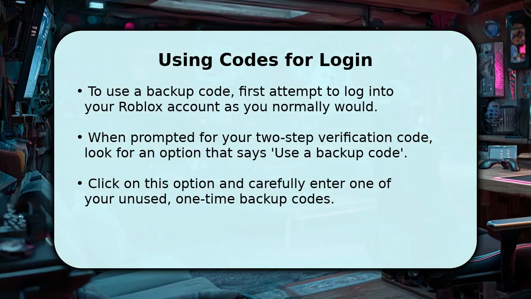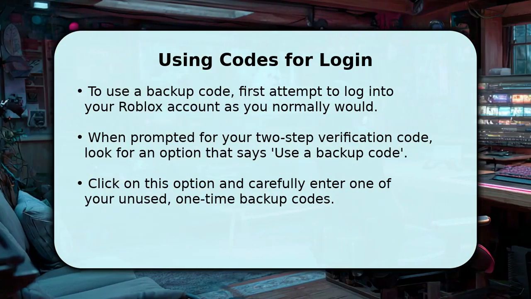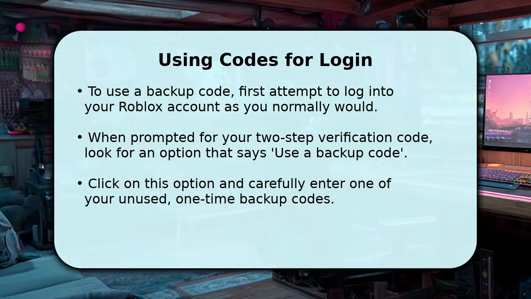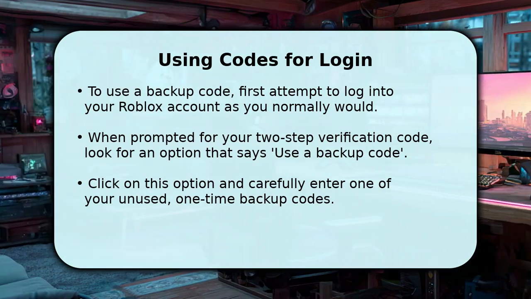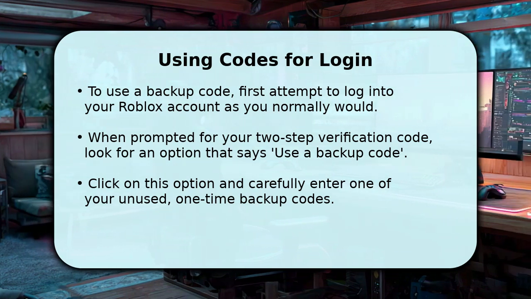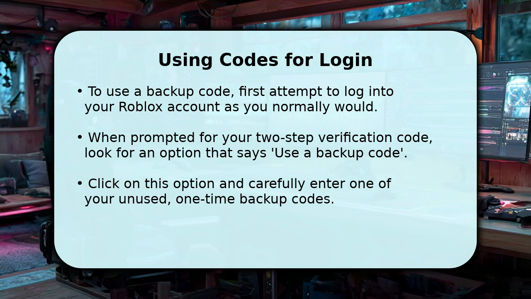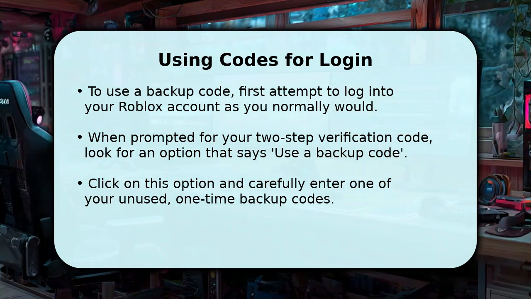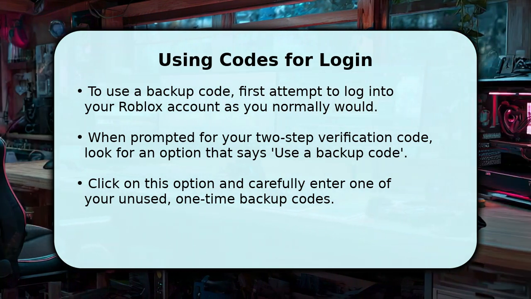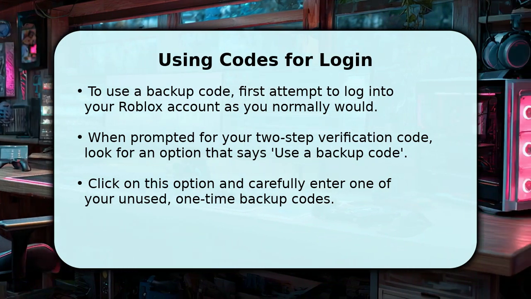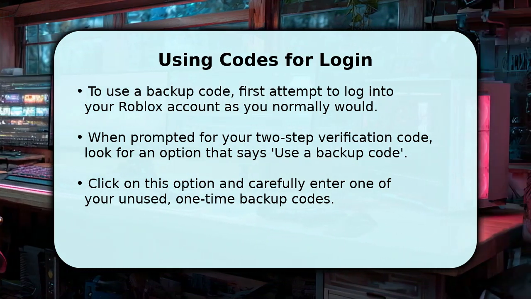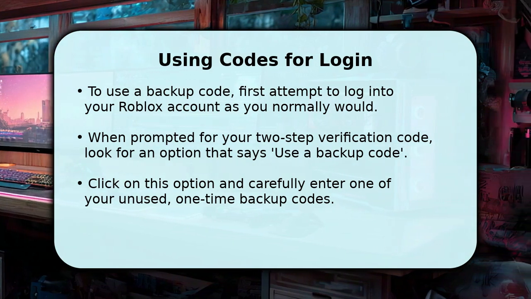To use a backup code, begin by attempting to log into your Roblox account using your usual credentials. When the system prompts you for your two-step verification code, look closely for an option labeled Use a Backup Code. Click on this specific option, then carefully enter just one of your unused backup codes into the provided field. Once you successfully enter a valid code, you will gain immediate access to your account.